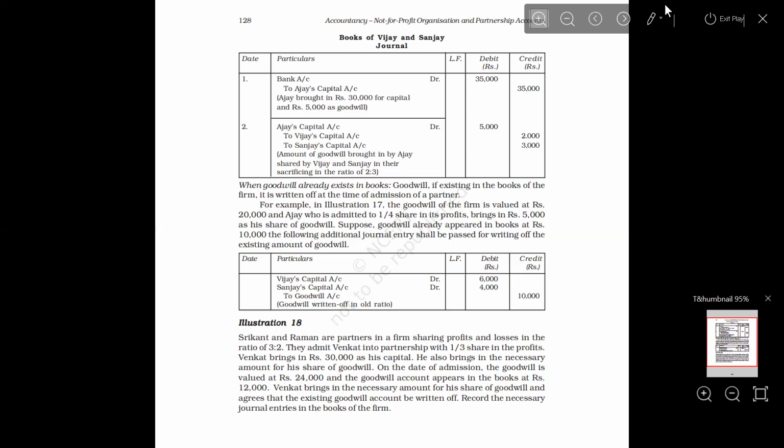Record the necessary journal entries in the books of the firm. In this sum, they have given the old ratio, the new partner's share of profit, and the new partner's capital of 30,000. They mention the new partner brings goodwill. They have given the total firm's goodwill value as 24,000. But in accounts, the goodwill account appears in the books at rupees 12,000 only. So under this situation, how can we deal with this?